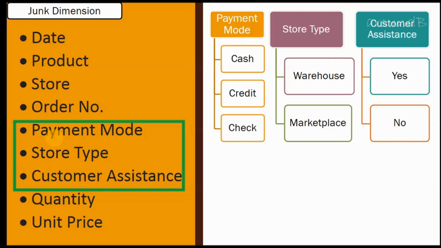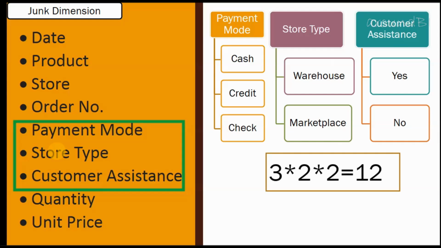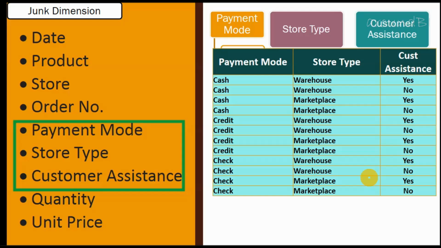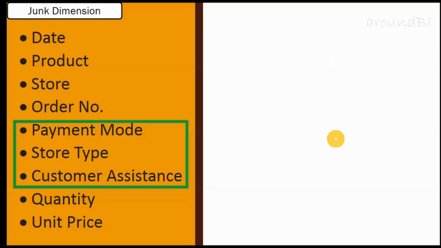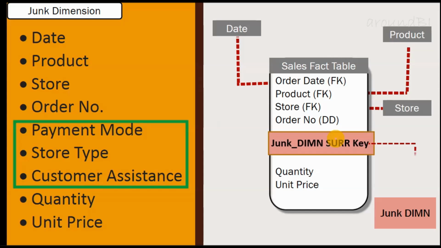So we have three fields here: payment mode, which has three possible values, cash, credit and check. Store type has two values, warehouse and marketplace. And customer assistance has two values, yes and no. So the Cartesian product of these three fields will give an output of 3 times 2 times 2, 12 rows of unique combinations. To join this dimension with the fact table, we would have a single small surrogate key for the junk dimension.